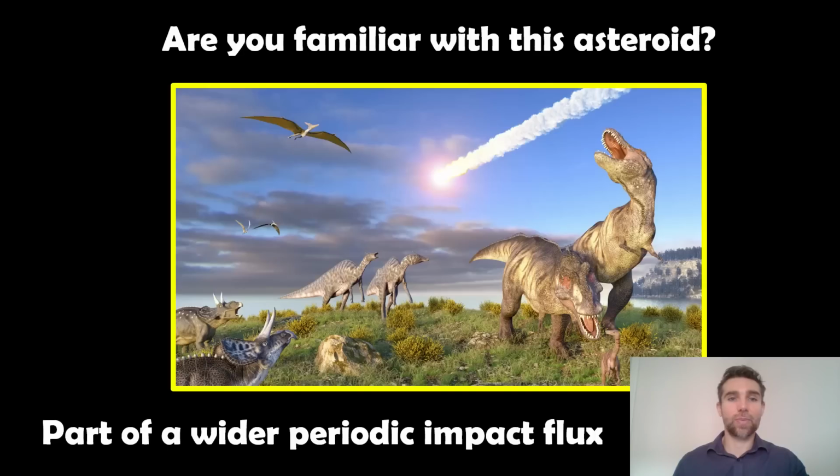So, you might be familiar with this asteroid here. This one was responsible for wiping out the dinosaurs, I suppose. So, this was actually part of a wider periodic flux, or it likely was. We had a large impact millions of years ago, potentially wiped out the dinosaurs, but it wasn't on its own, it wasn't isolated to that, and it could have come as part of a more periodic flux of these types of objects that would have hit the planets.